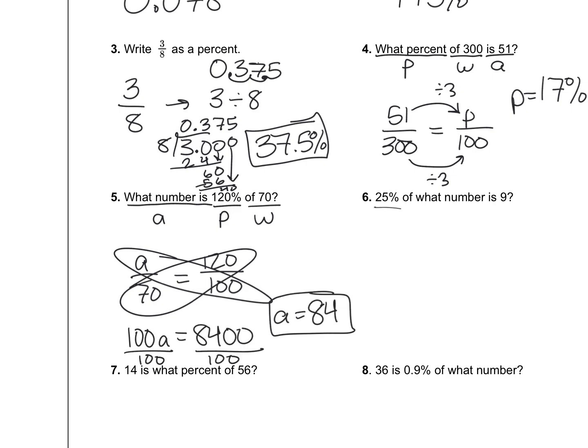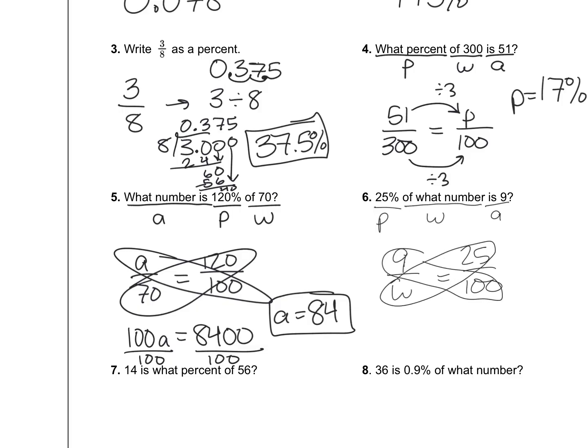Number 6, 25%, that's P. Of what number? I'm looking for my whole. Is 9, that's A. I have 9 over W equals 25 over 100. Cross multiply, cross multiply. 25W is equal to 900. We'll divide both sides by 25. I get a W value of 36.